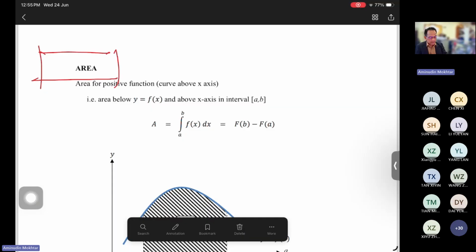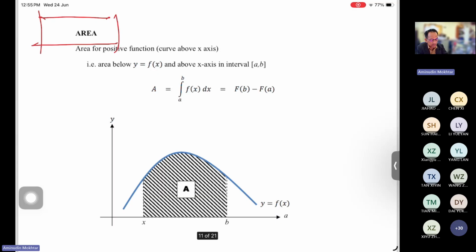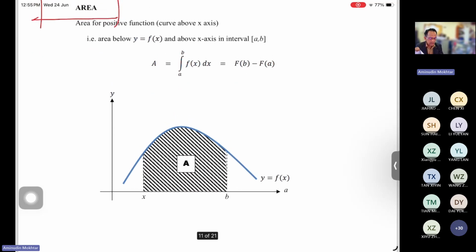Okay, the next part is about the area. This is the application of integration. Okay, what is area? Area means the area under the curve. For example, let's say we have this area A. We have this function.